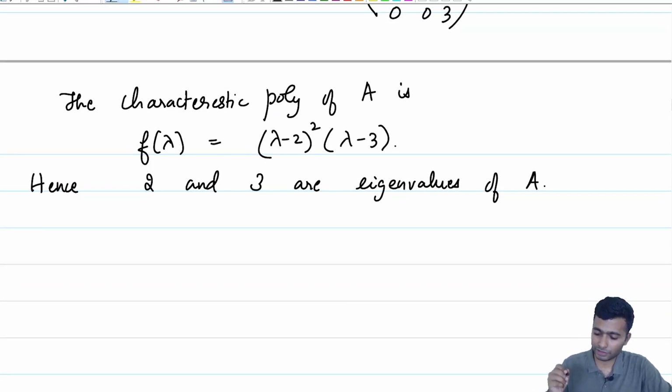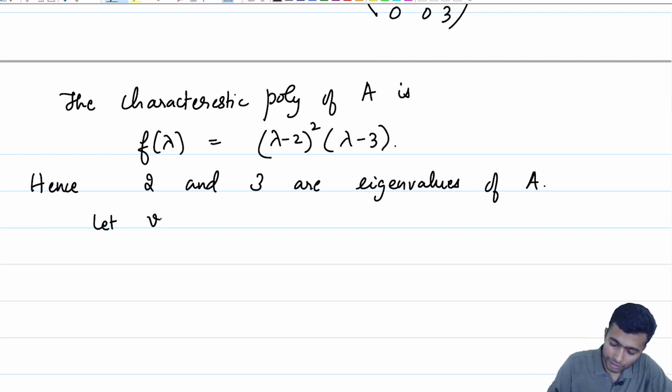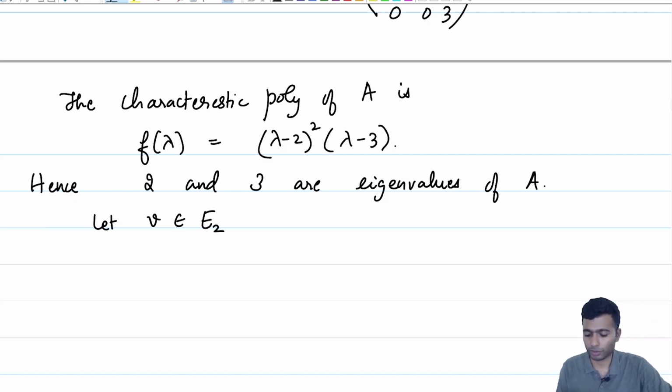So, to do that, let us first focus on the eigenspace of these eigenvalues. Let v be in E2, the eigenspace of 2. Recall that the eigenspace of lambda is the set of all vectors v such that Tv is equal to lambda v, that was E lambda, right. So, let v be in E2. So, then what do we have?